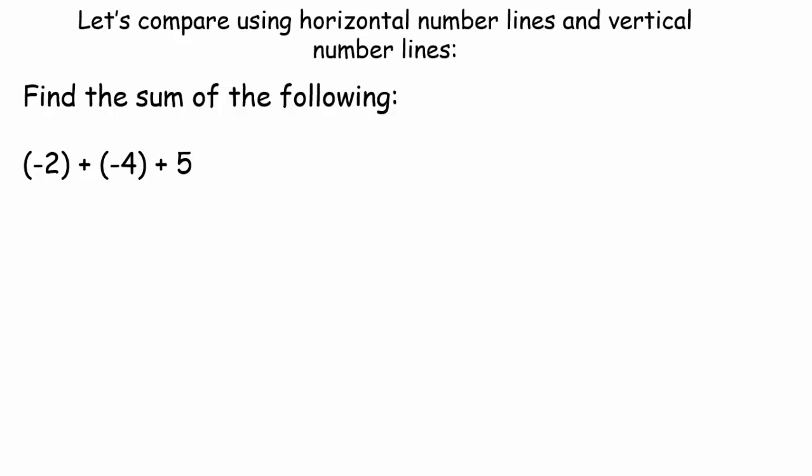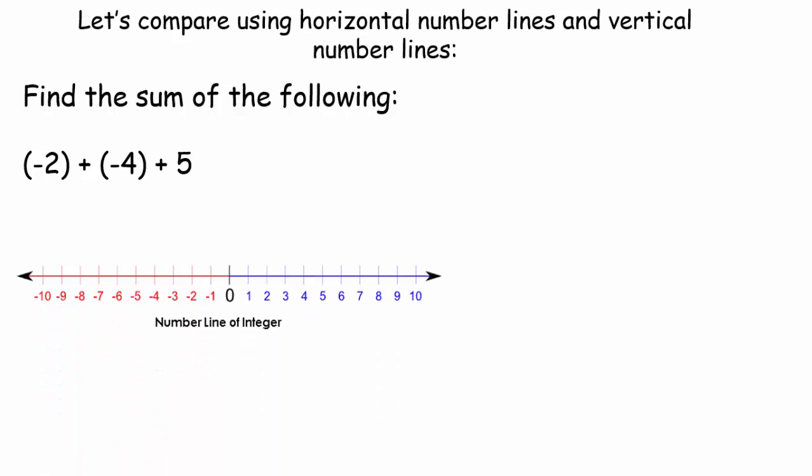I'd like you to find this sum. Again, start on the horizontal number line. Keep in mind, you're going to go from 0 to -2. -4, we're moving left. But when we add 5, we'll move to the right. Same process, but now you have 3 numbers that you're combining. Pause the video, try it out, come on back.